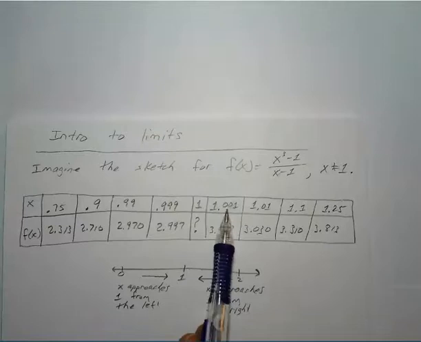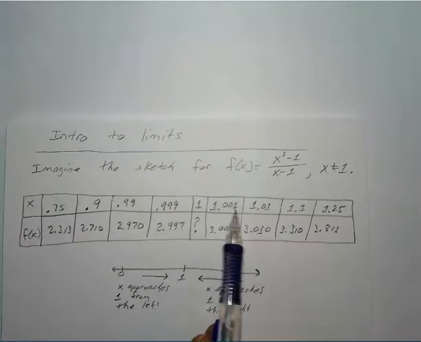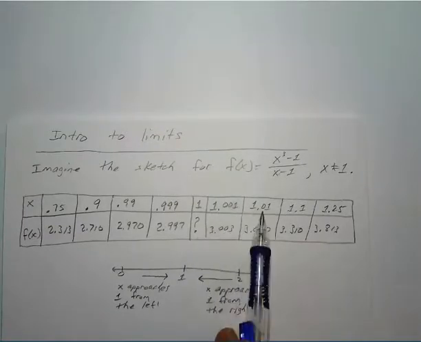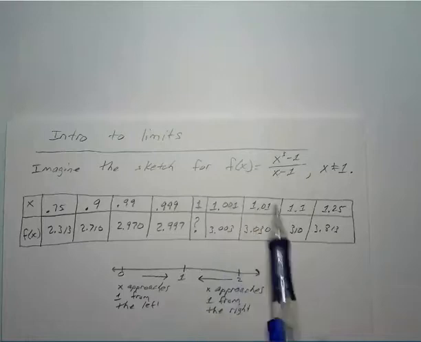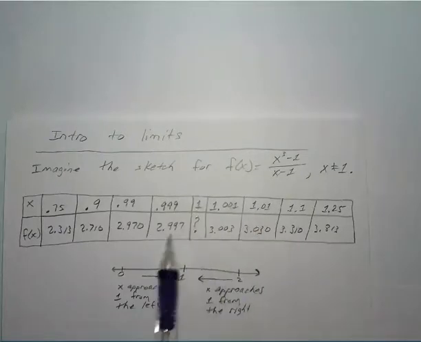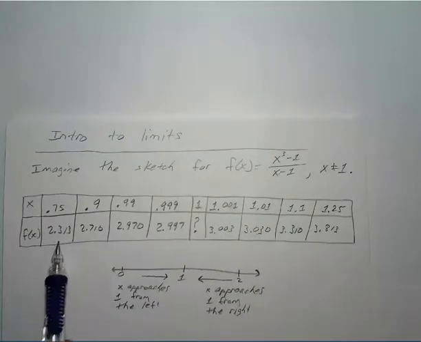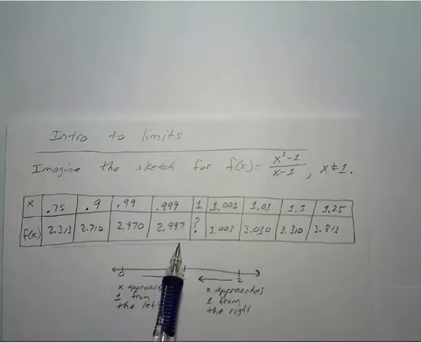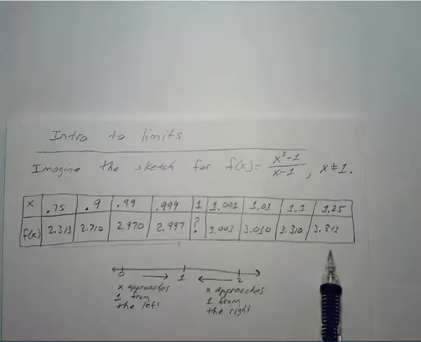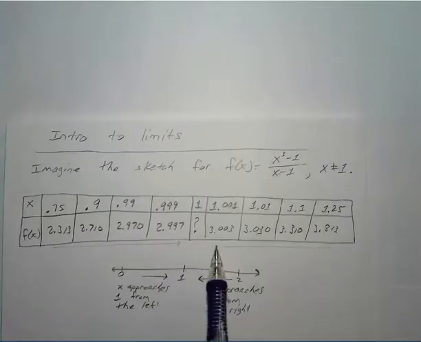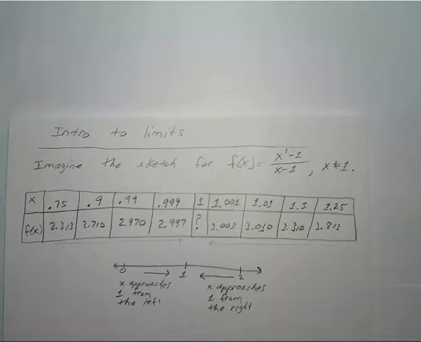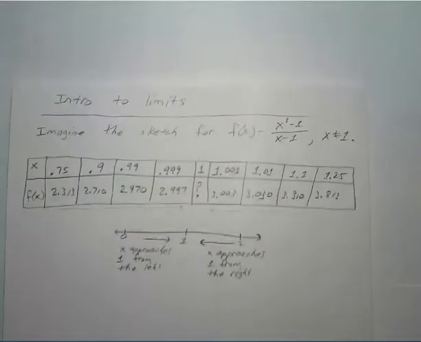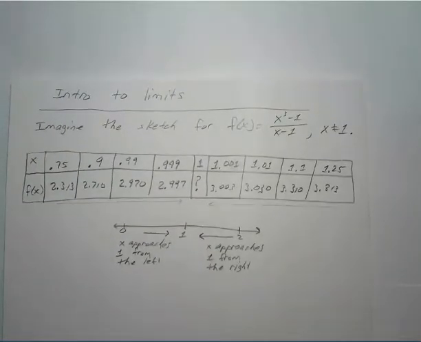If you keep adding zeros and then the 1, getting closer and closer, you see that f of x coming from the left looks like it's going up to 3, and coming from the right it's going down to 3. So we have an idea of what we're looking at.